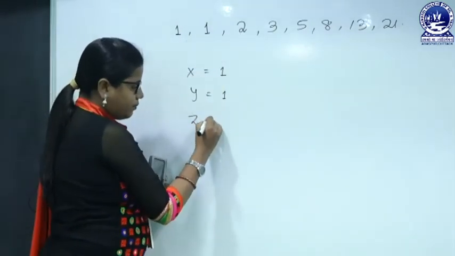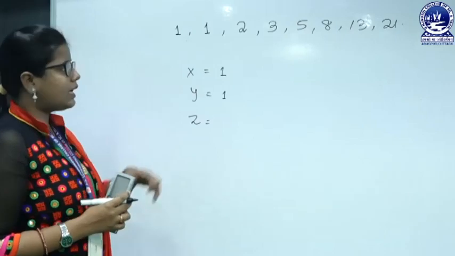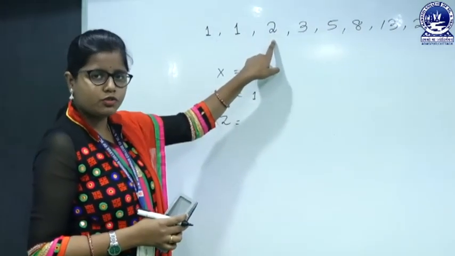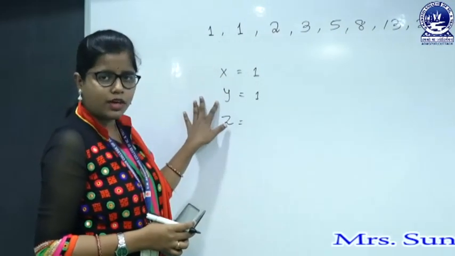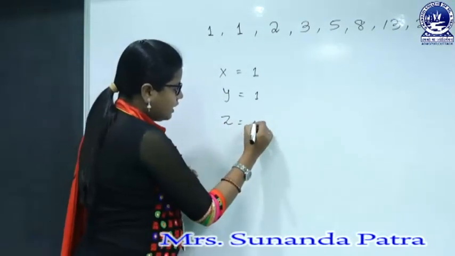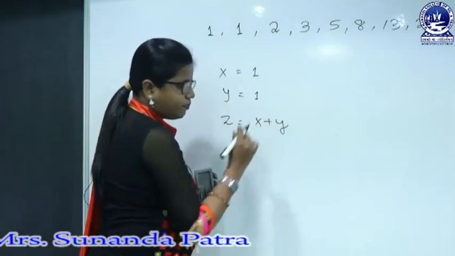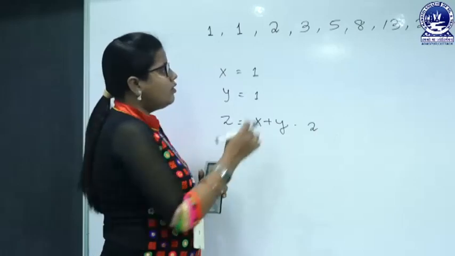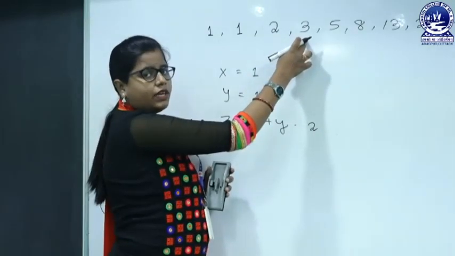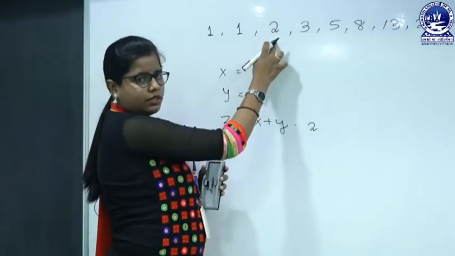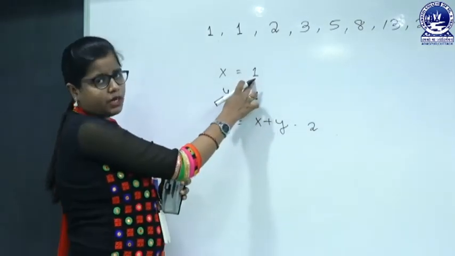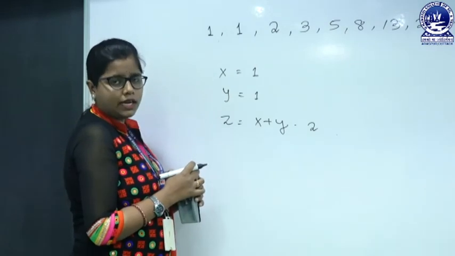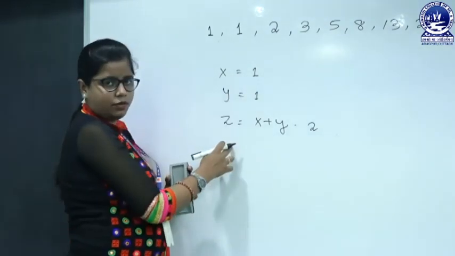Next we have to find out the third term. Suppose that is z. So how can we get that z value? We can add the previous two terms, that means x and y will get added. So z equals x plus y. So here we will get 2. Then for finding 3, we need to add 1 and 2. That means the x value should be updated and the y value should be updated. So how can we update the x, y and z values?